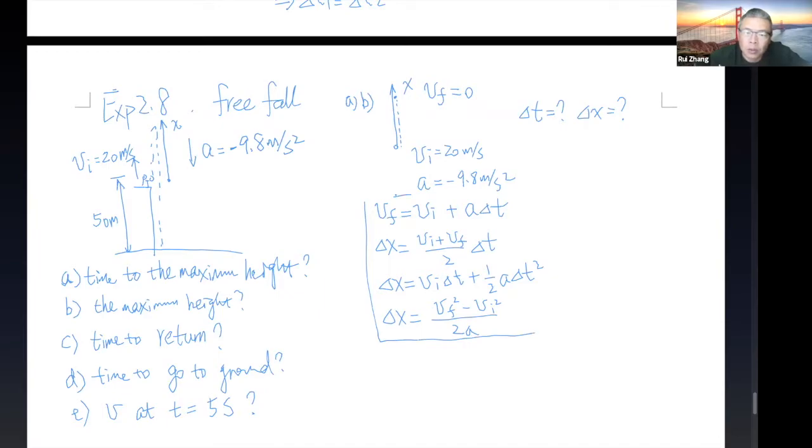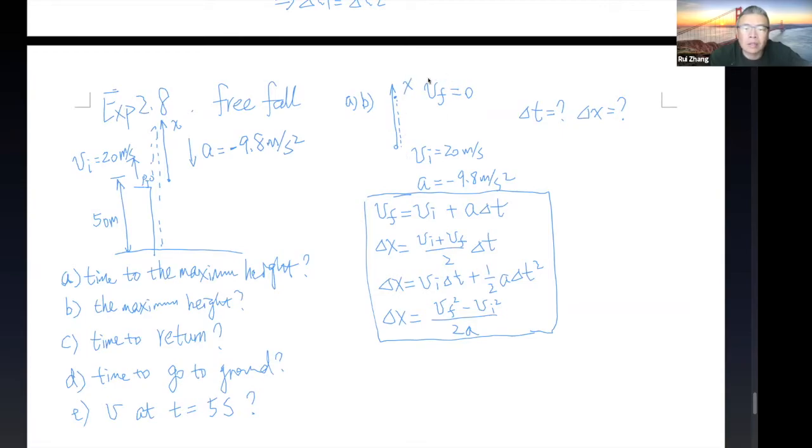Now, which one should we use to solve, let's say, delta t? Let's start from delta t. Which one do you think, send me a message. Which one do you think we can use to solve delta t, out of these four formulas and given those three pieces of information? Okay, I got some messages.